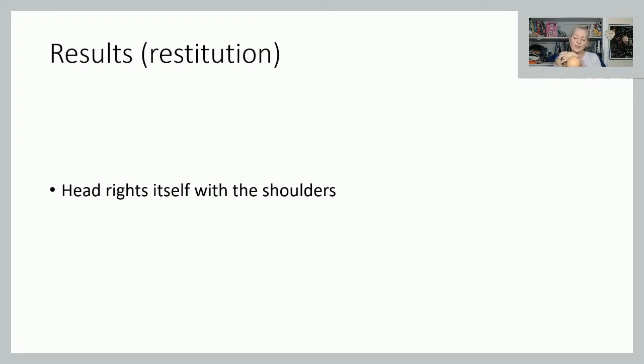You will then get restitution because there's a slight twist in the shoulders internally, because the shoulders at this current point haven't rotated into that wide AP diameter. They've engaged, but they haven't quite rotated round. So you will get the baby's head just slightly righting itself with the shoulders.